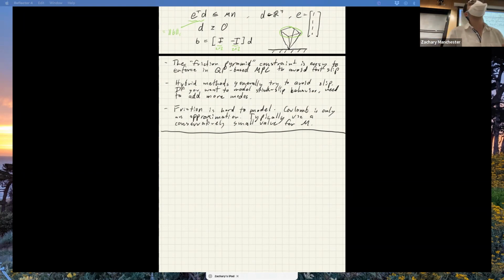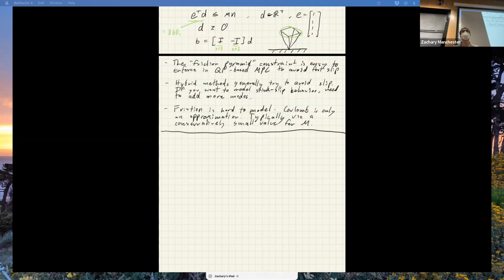Sorry, say that again. Yeah, so anisotropy in the friction. Usually that's not a thing. That's a very weird thing to happen. So if you wanted to do that, then mu would become a matrix, right? Not a scalar anymore. Do you have a specific application in mind where this happens?